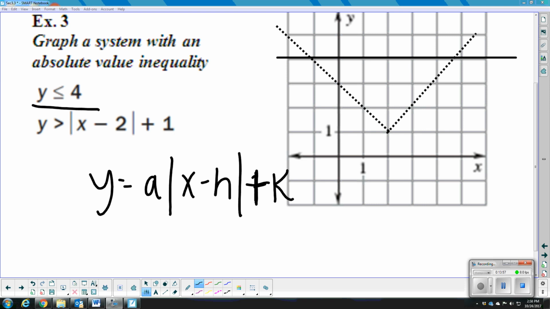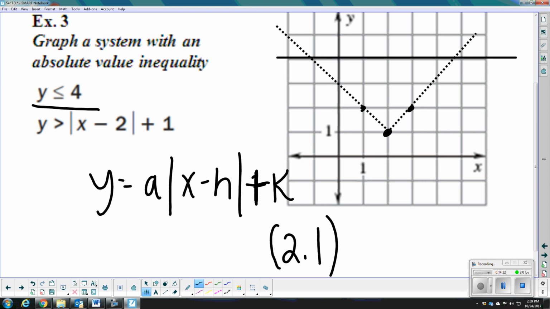What's our vertex? 2, 1. Not -2, 1. Positive 2, 1. So graph that first, the vertex 2, 1. Then I usually pick a point right next to it. Some of you graph using whether or not it has a vertical stretch. You can do that too. But I would just pick the point x is 3. So 3 minus 2 is 1. Absolute value of 1 is 1. 1 plus 1 is 2. So 3, 2. And then I would graph the symmetry point.